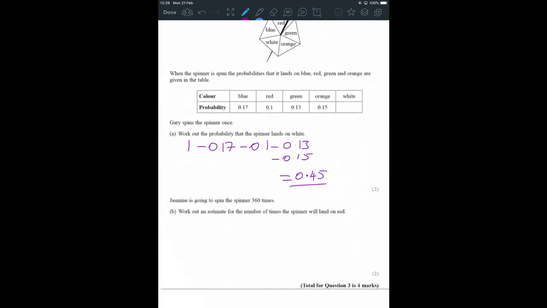We're now going to spin it a very large number of times, 360 times. We want the estimate for the number of times it will land on red. For any of these estimates, these relative frequencies, the number of times multiplied by the probability gives you how many we'd expect. Probability of red being 0.1 in this situation.